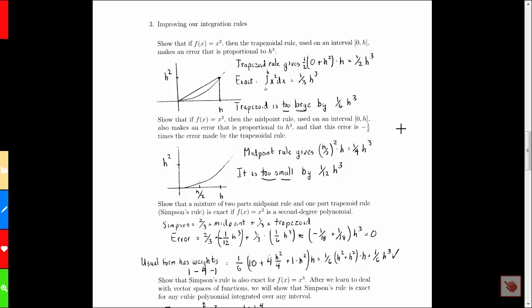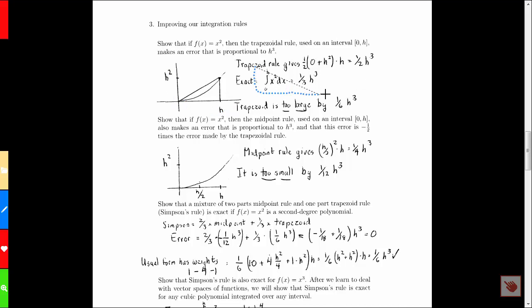So let's try the trapezoidal rule on f of x equals x squared on the interval from 0 to h. The trapezoid rule says take 1/2 of the value at the left endpoint plus the value at the right endpoint. So we take 1/2 of 0 plus h squared, multiply by the width of the interval h, and get an approximation of 1/2 h cubed. That's the area of the triangle that is shown in the diagram. So that triangle is a special case of a trapezoid, and we've calculated its area.